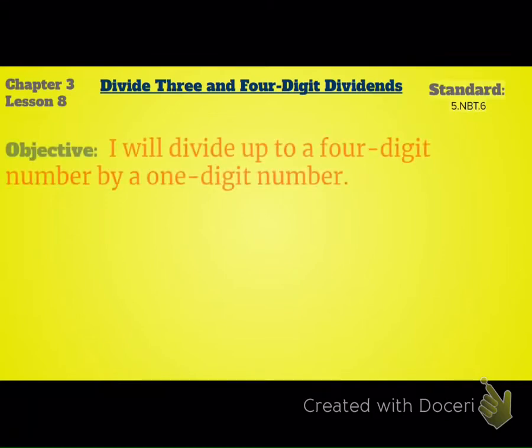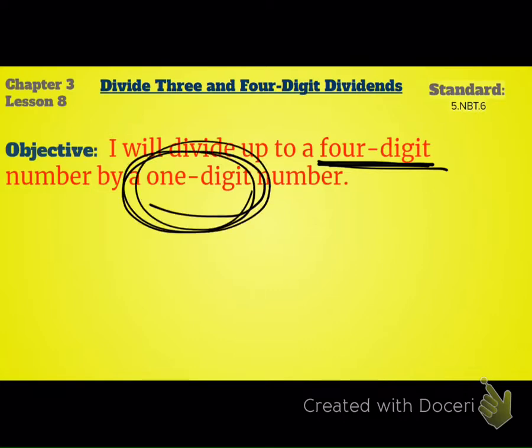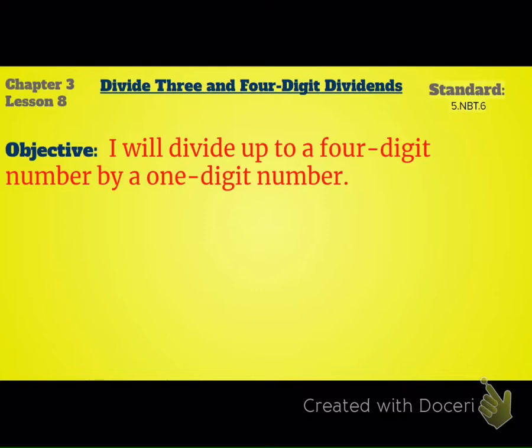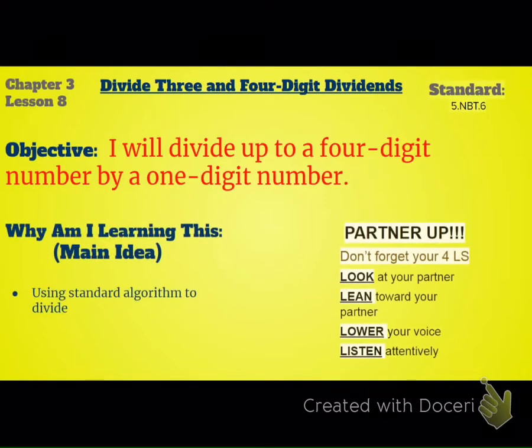If you guys would go ahead and repeat with me, please. The objective: I will divide up to a 4-digit number by a 1-digit number. So again, a 4-digit number we're going to be dividing, and the number we're dividing by is a 1-digit number. We're doing the same process as what we've done before. The only difference is that we're going to have a longer, bigger number that we're dividing.